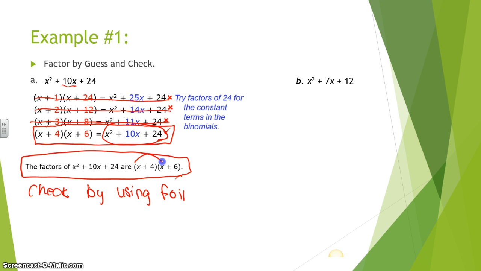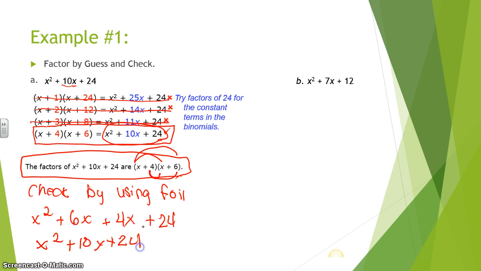So you do x times x, which would give you x squared. X times 6 is going to give you 6x. X times 4 gives you 4x. 4 times 6 gives you 24. So we get x squared plus 10x plus 24. So that's how we would check our work right there.